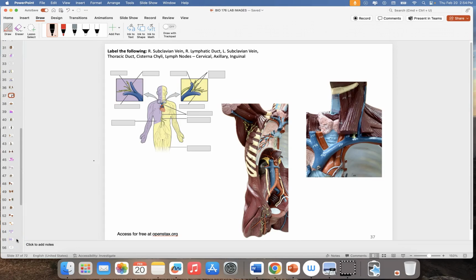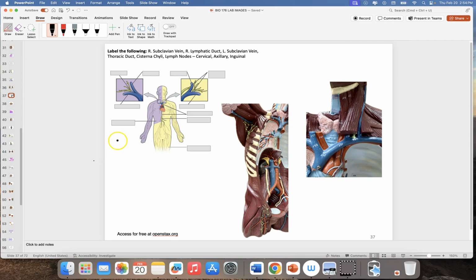In today's video, we are going to continue exploring the lymphatic system, and we're going to use a combination of images of one of our models from the lab alongside a figure from the Anatomy and Physiology OpenStax text. Let's go ahead and start with our figure first.